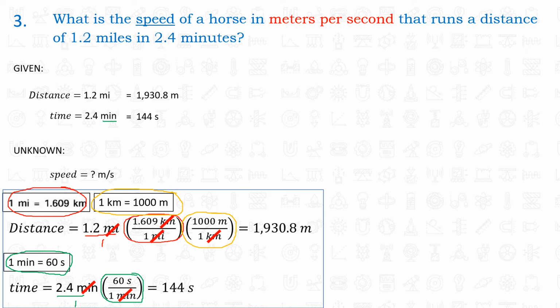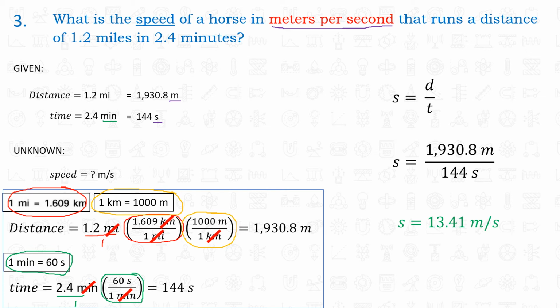So now we have, and I'll do one other color here, meters and seconds. So we're all good to go because that's what it's asking for, meters per second. So now we've figured out everything. We can still use our speed equation that we learned. So speed is distance divided by time. We're just going to plug in those numbers that we calculated and converted into meters and seconds. And if we do the calculations, we come up with, rounded to the hundredths, 13.41 meters per second.